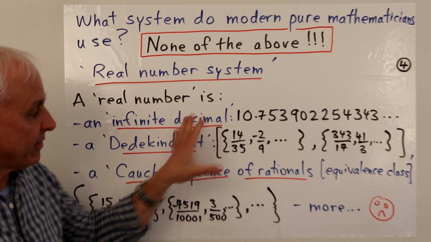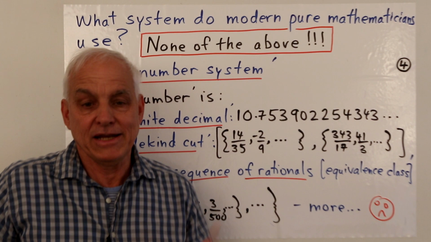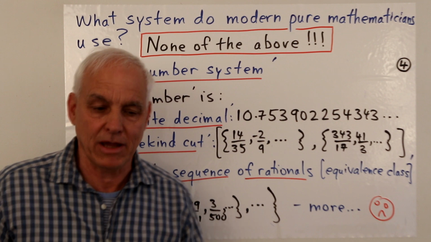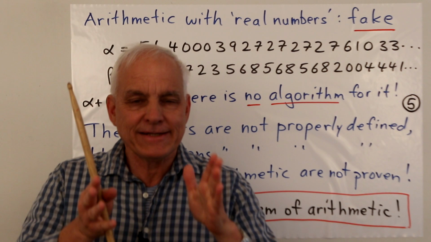Now, I've described these things at great length in my Math Foundations series, so I made videos where I show why none of these things really work. But it is quite technical and involves some sophisticated mathematical analysis. In my opinion, none of these things really work, and that becomes clearer when we look at the arithmetic of real numbers.